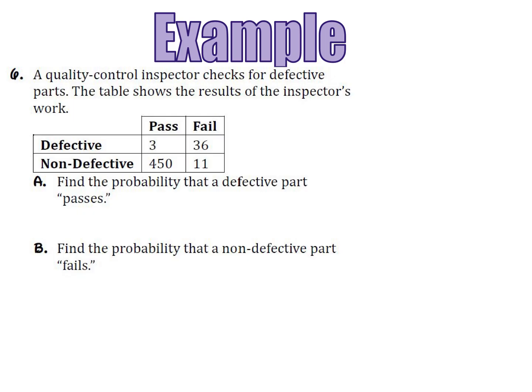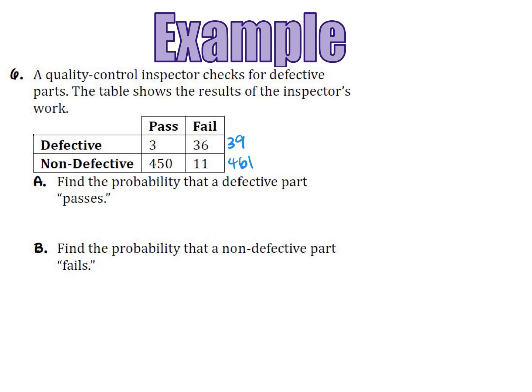A quality control inspector checks for defective parts. The table shows the results of the inspector's work. So we can see how many are defective. It looks like there are a total of 39 that are defective and a total of 461 that are not defective. And then we're being asked questions about whether or not they pass or fail the test.